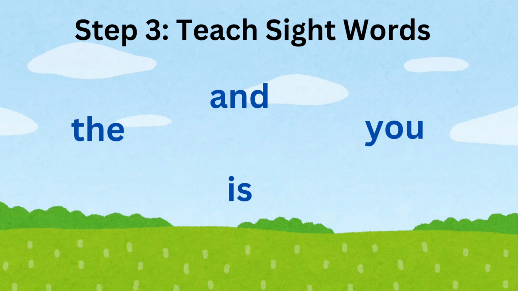Step 3. Teach sight words. Some words can't be sounded out. These are sight words like the, and, is, you, and many more. Practice these daily so they can recognize them instantly.